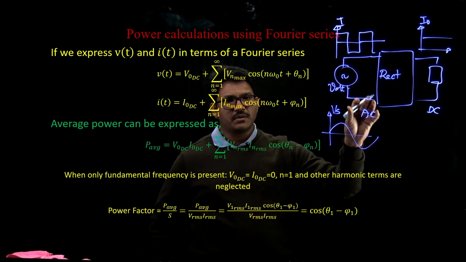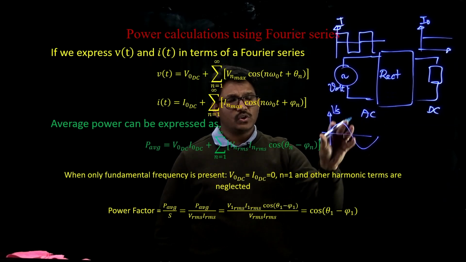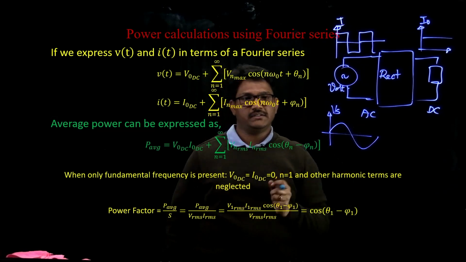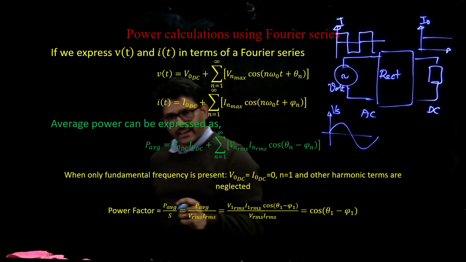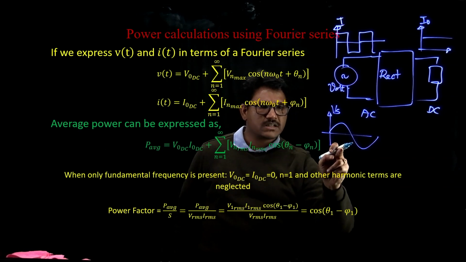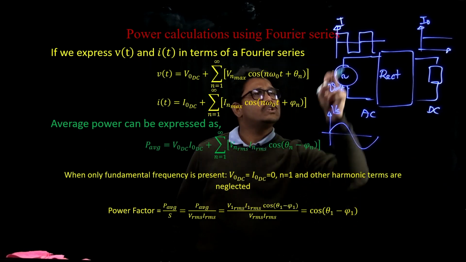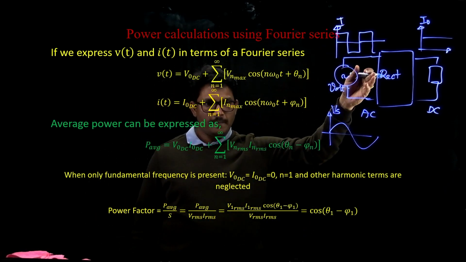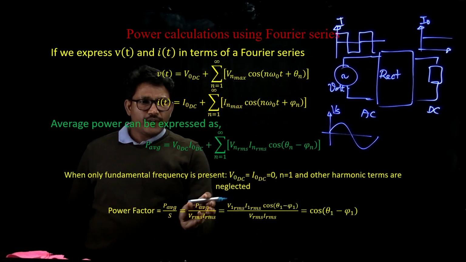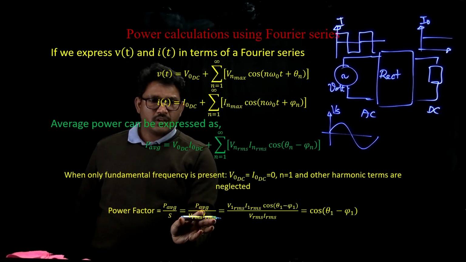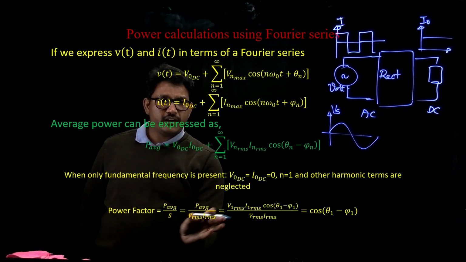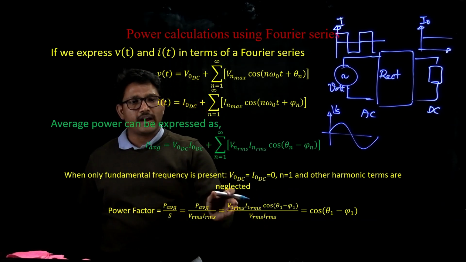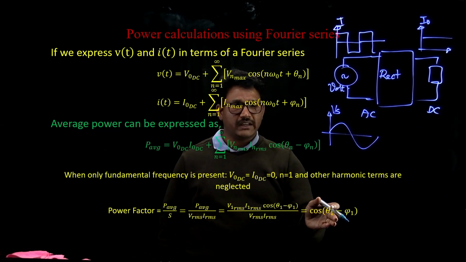So this is the conversion process where we have the source voltage as a pure sinusoidal, but our source current is having harmonics. Suppose we have a case where our source voltage is pure sinusoidal and the source current has harmonics, not just a pure sinusoidal. That is when you can see that your VRMS and IRMS is going to be different from your I1 RMS. So that difference will make your power factor not just cos of theta 1 minus phi 1.